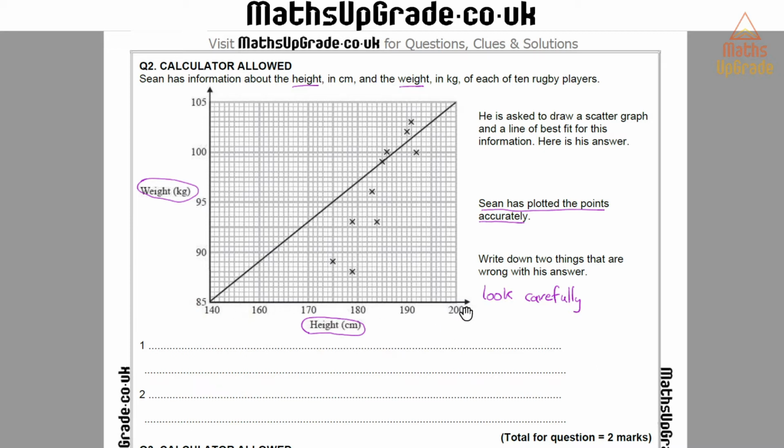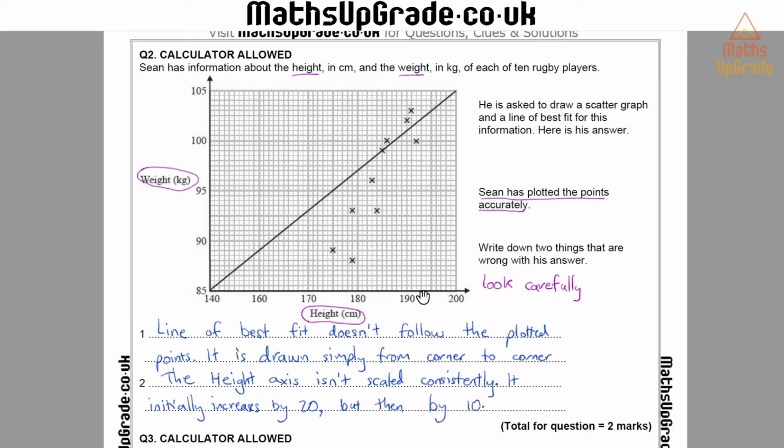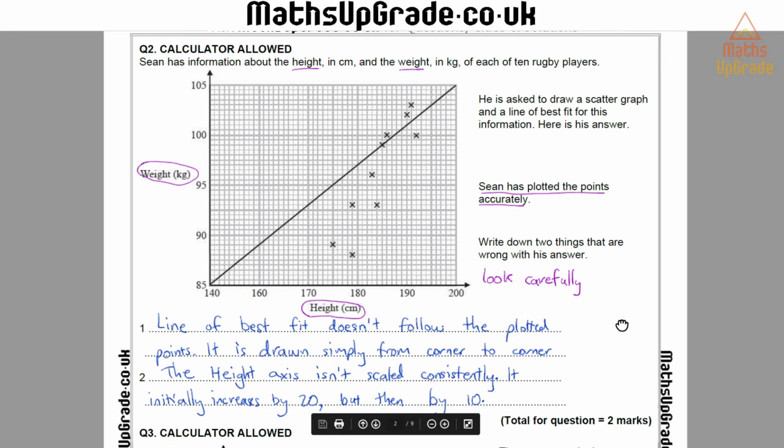The other thing you'll notice is his axis, his bottom axis specifically. His bottom axis here is going from 200, then 190, 180, 170. So it's going down in tens, then suddenly it drops down by 20 here. So the scaling of his bottom axis isn't consistent. Okay, so that's what I've written there, and that's 2 marks for that question.